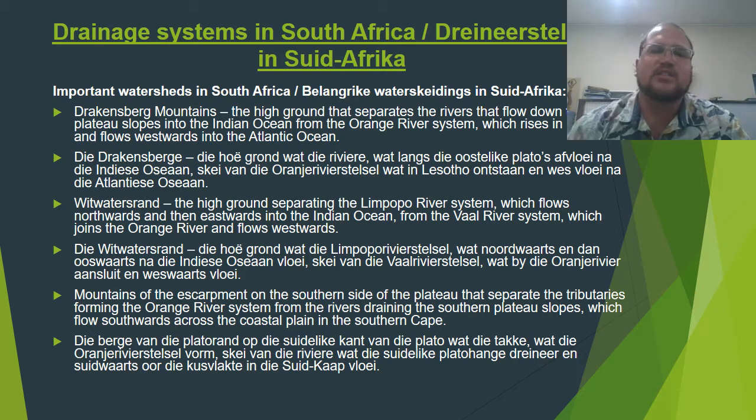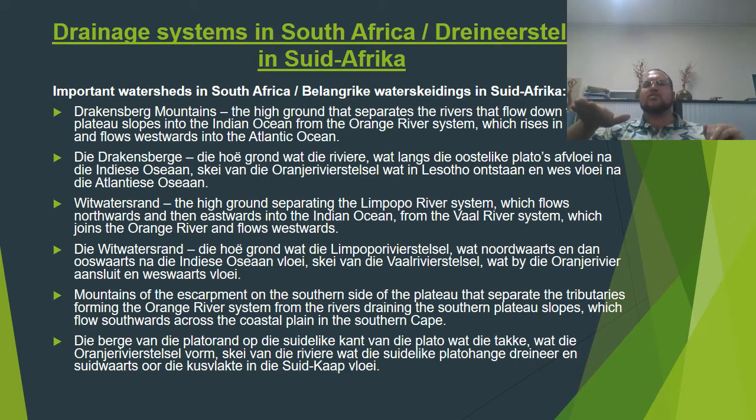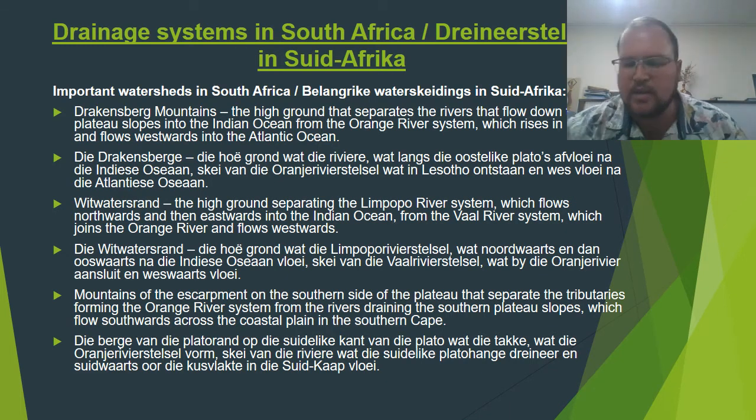Let's look at drainage systems in South Africa. Important watersheds in South Africa. You can read through this: the Drakensberg Mountains, Witwatersrand, and the mountains of the escarpment. Now, where's our escarpment again? Remember, we get our coastal areas. Next to our coastal areas, we get the escarpment, our mountain areas, where we get the upper part of South Africa, the plateau where we are living. So what they're talking about, the escarpment, is a watershed as well.